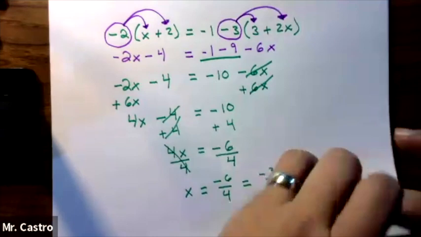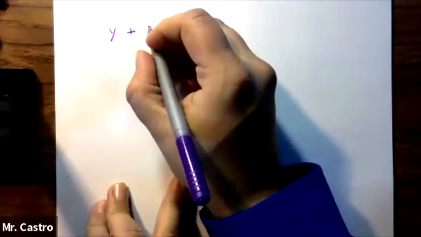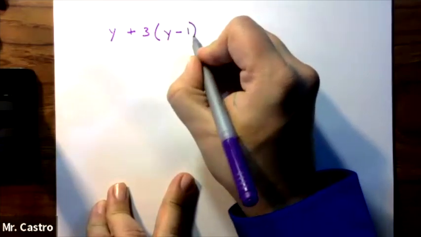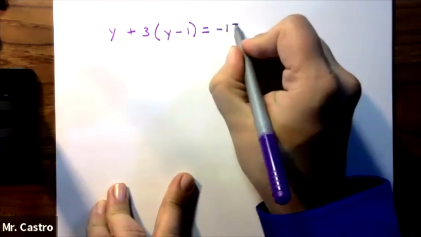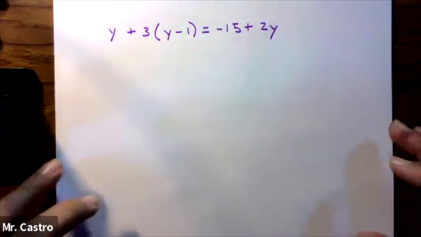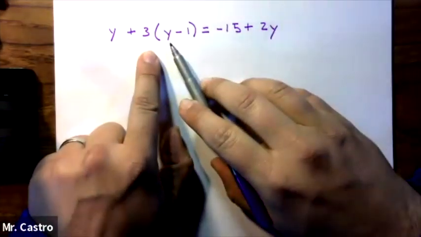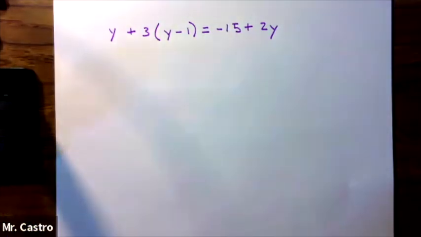That's a little hairy because I think that's helpful. All right, let's do y plus 3y minus 1 equals negative 15 plus 2y. Okay, we have y plus 3 times the quantity y minus 1 is equal to negative 15 plus 2y.